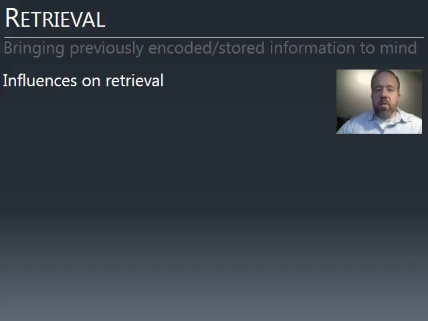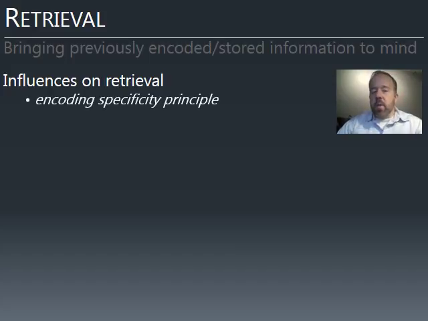And retrieval is not a perfect process. It's not guaranteed. So there are different influences on retrieval. One of them is what's called the encoding specificity principle. And all that means is that the context in which you encode a memory influences your success at retrieving it.